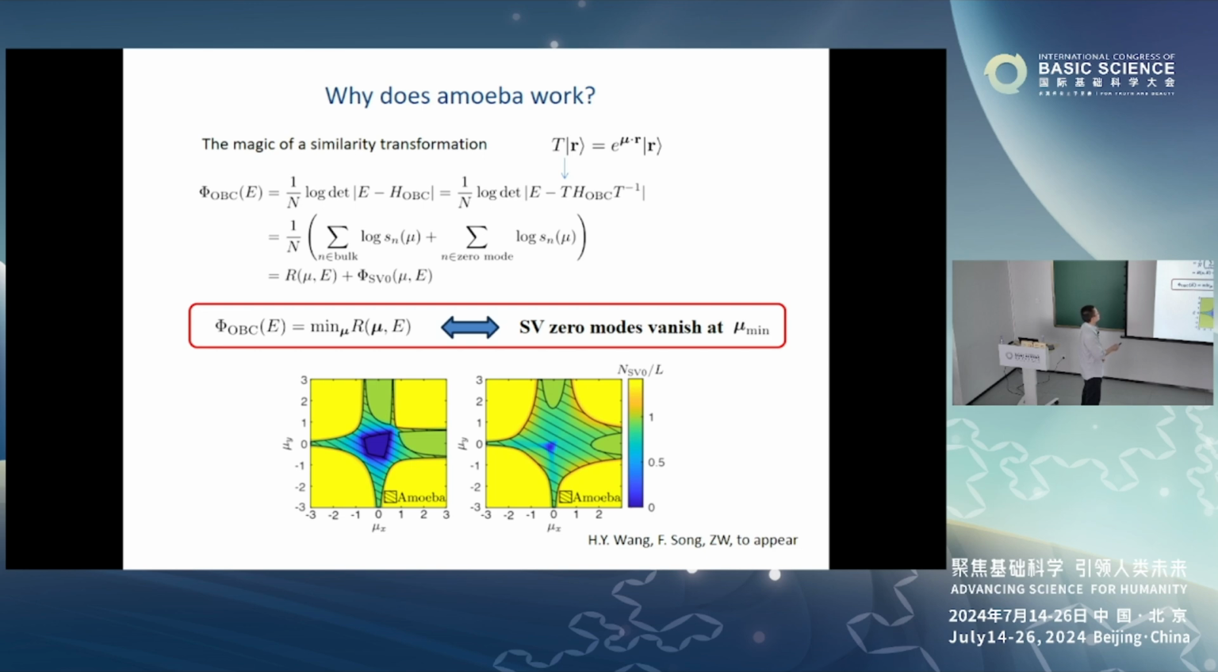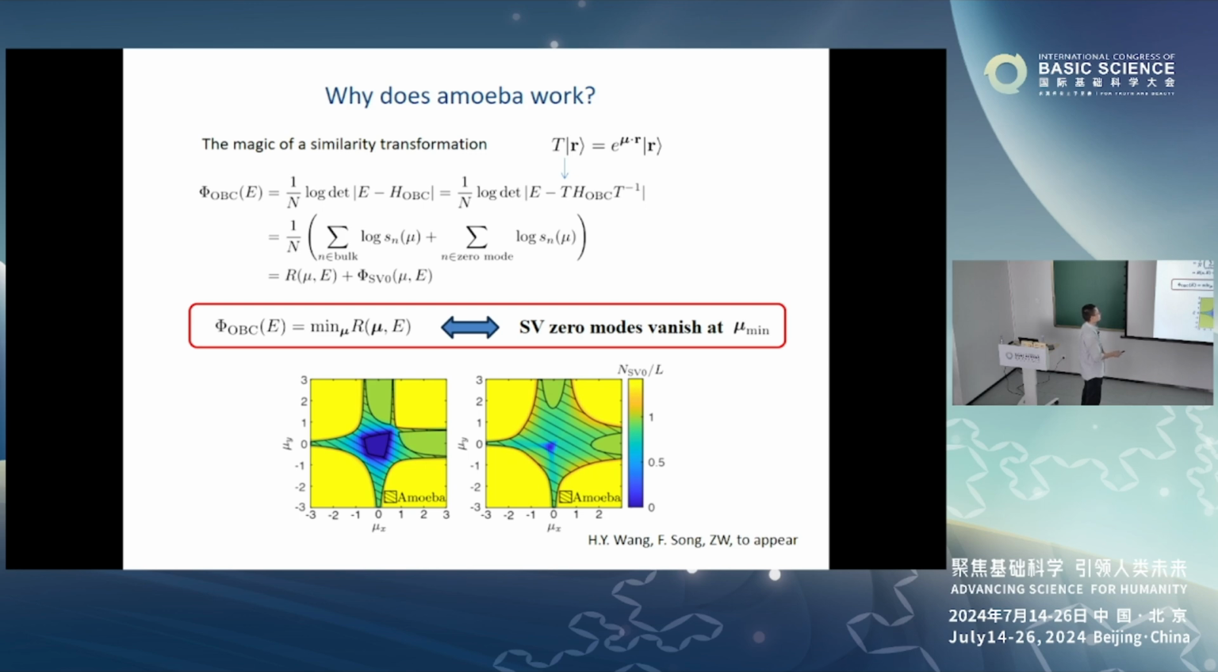And this Bloch contribution is just the Ronkin function at this energy, but the boundary conditions come from the singular value under the twisted boundary conditions. We find that if we minimize the Ronkin function, it's very interesting to see that all the singular values of the zero modes vanish. Then without this singular value contribution, the OBC Coulomb potential is just a Ronkin function. So according to this derivation, the minimum of the Ronkin function gives us this Coulomb potential under open boundary condition.